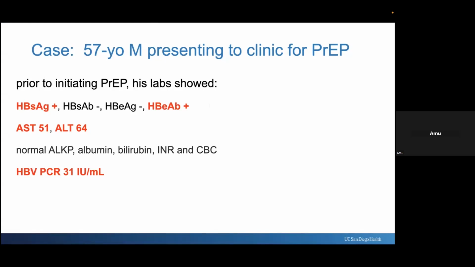So the patient I met in clinic had no medical conditions that he knew of and was presenting for starting PrEP. His risk factors for HIV included unprotected sex with multiple sexual partners, while he reported no history of STDs. His lab tests notably revealed the presence of hepatitis B surface antigen, a reactive core antibody, and reactive E antibody. He had negative hepatitis B E antigen and surface antibody. He had a low level elevation of hepatocellular enzymes, and his hepatitis B viral load was low but detectable.